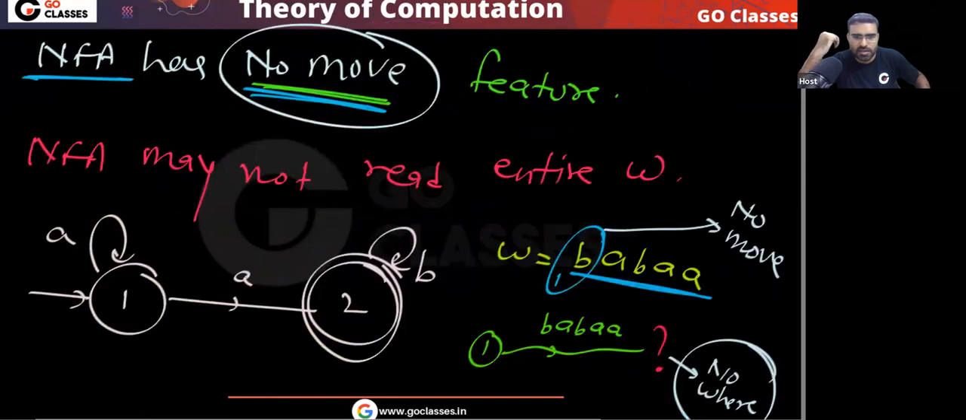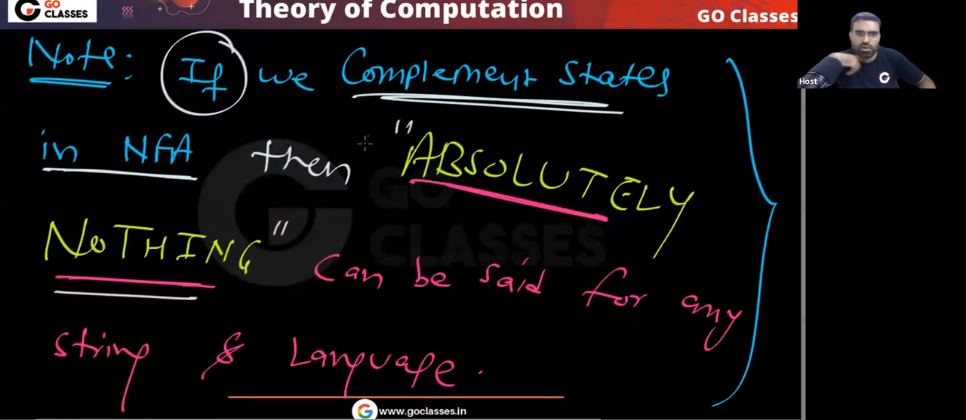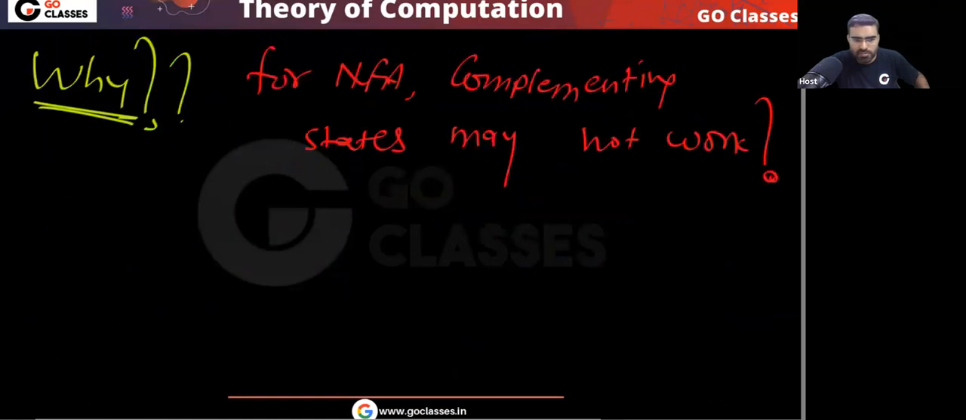But the point is, in NFA, you have this no move facility, no move feature. So just remember this point. This slide you remember. If you complement the states in NFA, then absolutely nothing can be said for any string and language. I hope all these points are clear. Let me know.